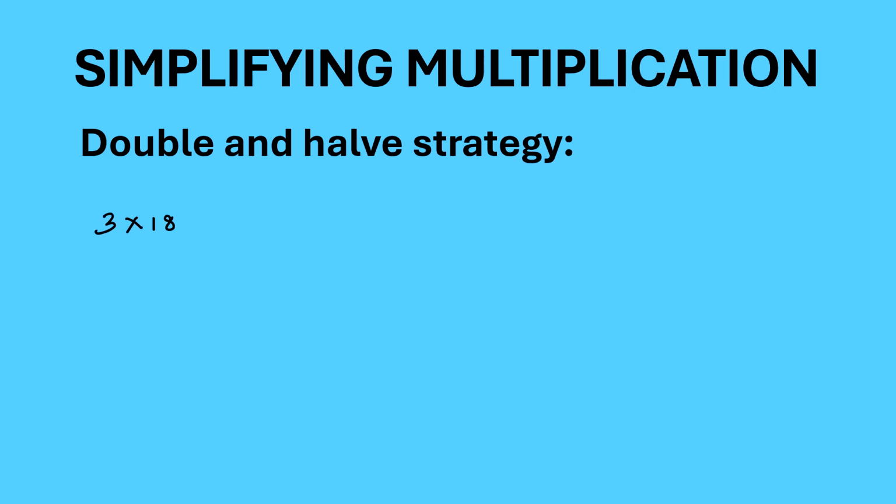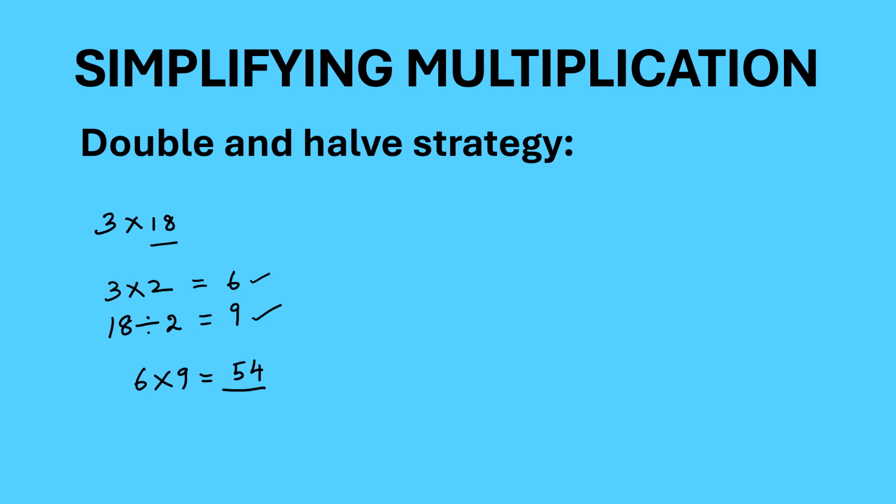Most of us do not know the multiplication table for 18. However, we can solve this problem by modifying it into a form where you can solve it using a table that you already know. So here, you multiply the smaller number by 2 and you divide the larger number by 2. 3 times 2 gives you 6. 18 divided by 2 gives you 9. Basically, you're doubling the smaller number and halving the larger number. So your problem now becomes 6 times 9, which is 54. And this is your final solution.